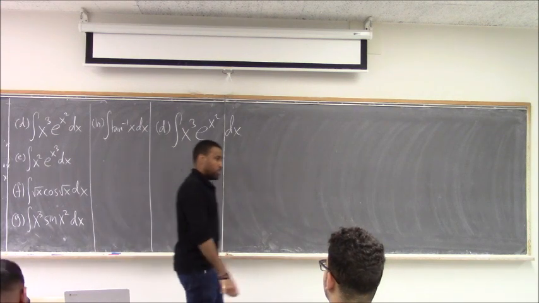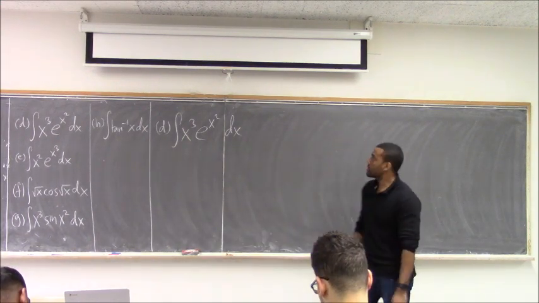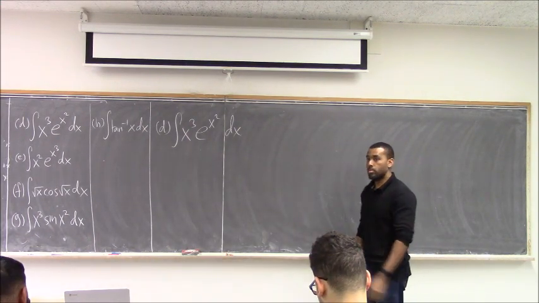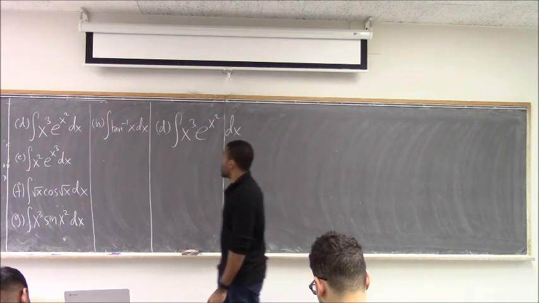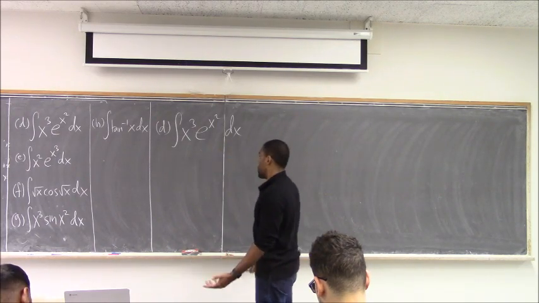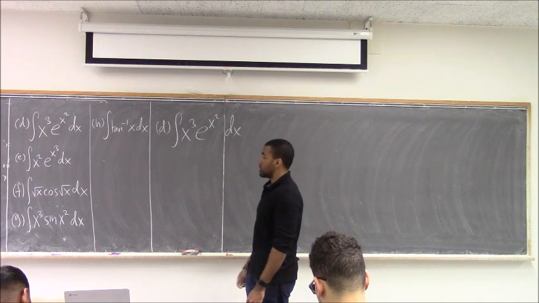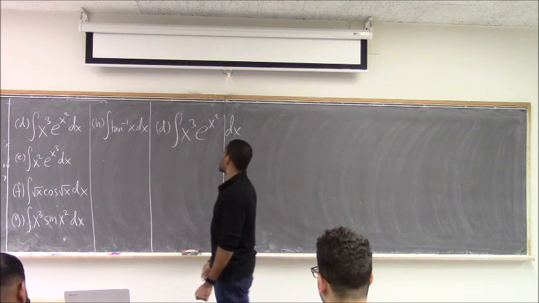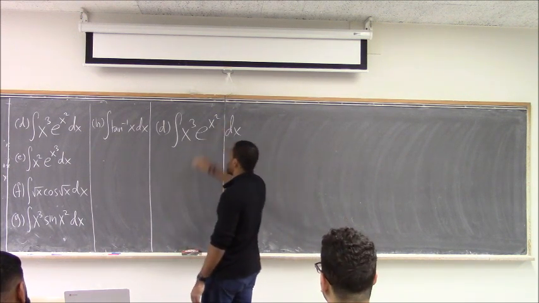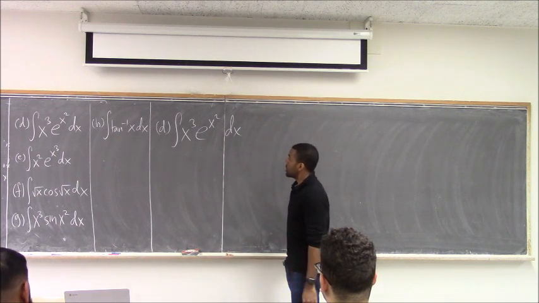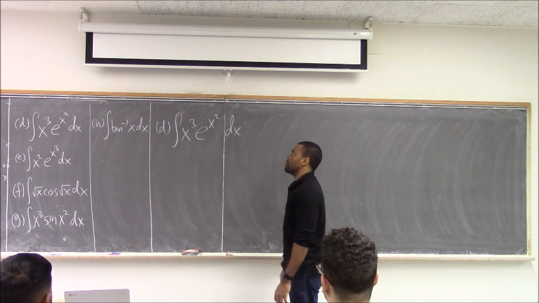How do you do this? Yeah. Tabular method. Come again? The tabular method. Okay, how would you use tabular method? You could set e to the x as u. That's not e to the x, that's e to the x squared. Well, e to the x squared as u. Why would that be u?